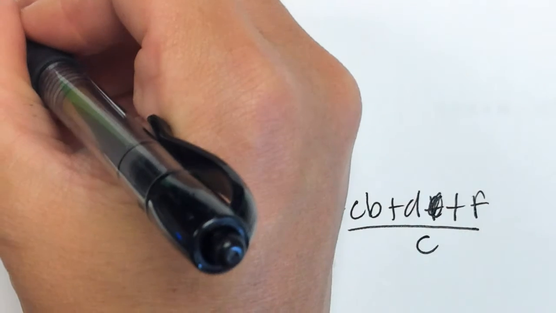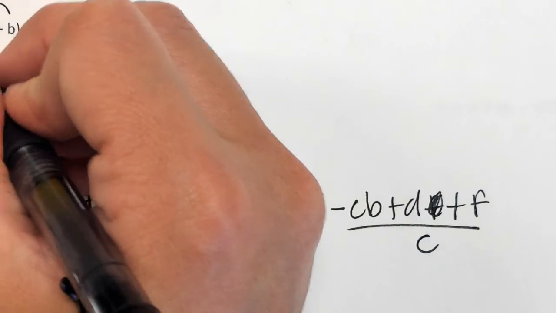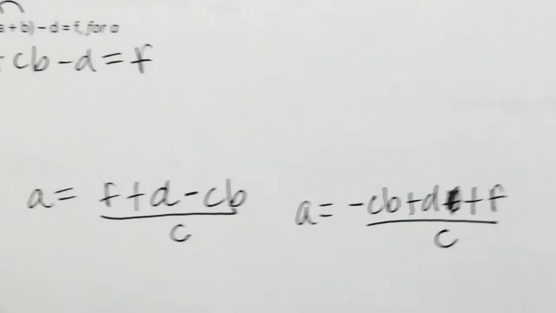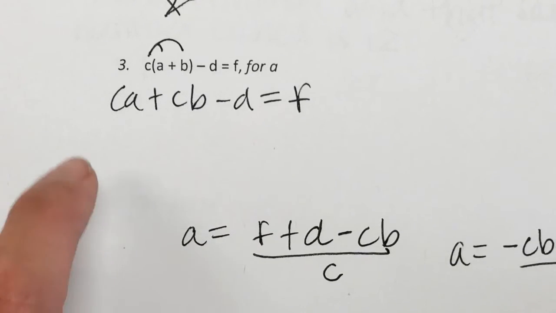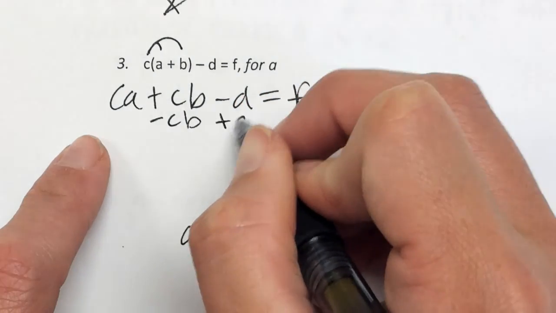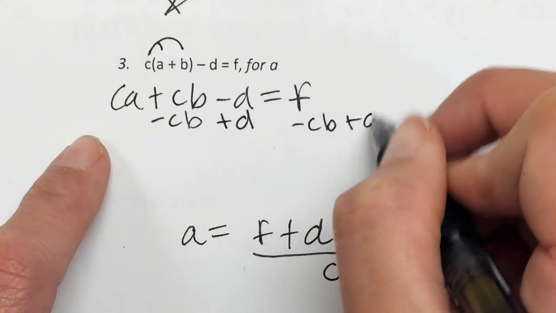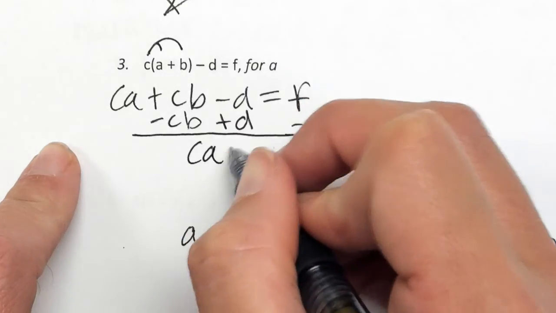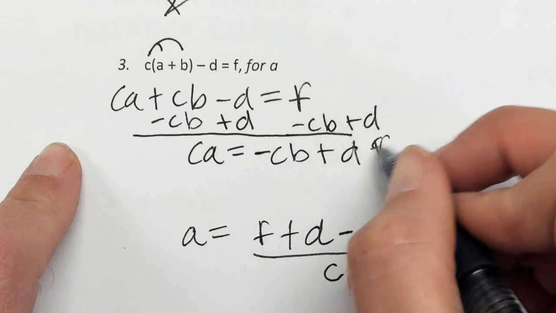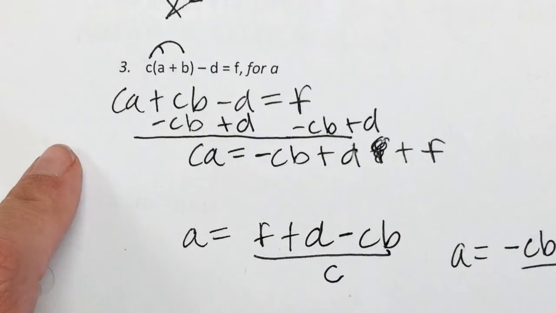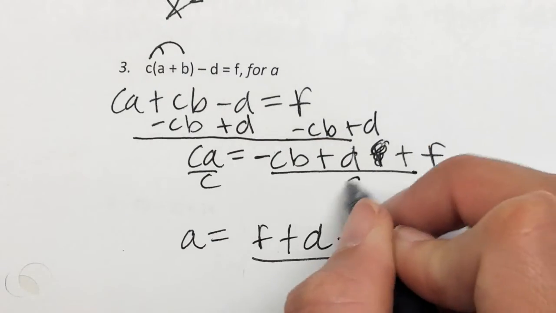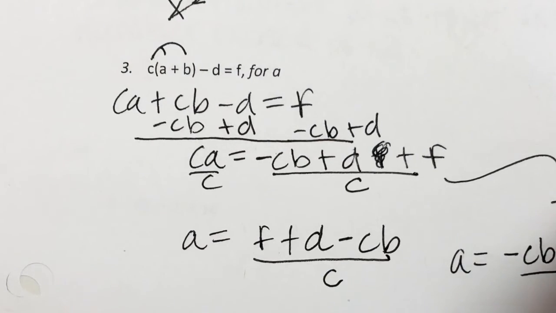CA. Distribute. Good. So that gives us what? CA plus C. Good. Alright, we're trying to get what by itself? A. So what do we need to move? Subtract C. And D. Add D. So we get CA equals what? Plus F. And then the last step, we need to get rid of this C by doing what? Good. So that's how we got this answer.